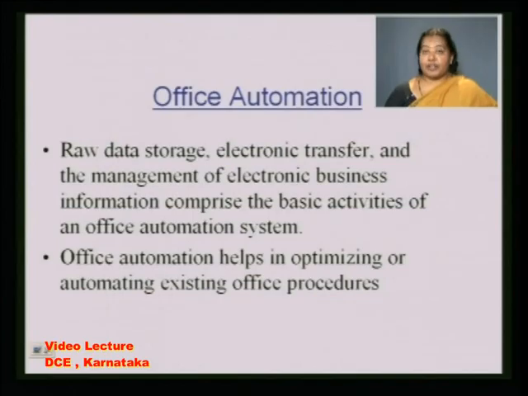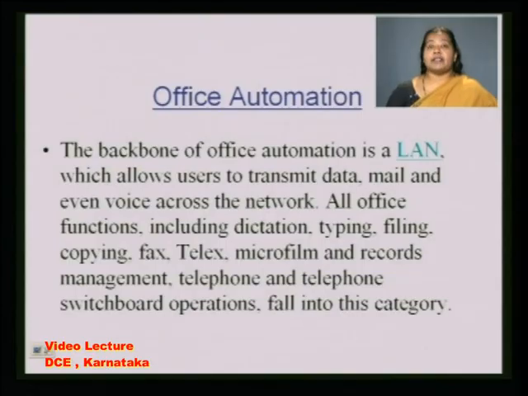So most of the data can be stored in the computer and hence it can save a lot of burden on the people. So the next one: to use office automation, or computer and software, what else is needed? So the backbone of office automation is a LAN. LAN means local area network. Local area network means a group of computers connected to each other. So if there are 10 computers, all the 10 computers are connected to each other.